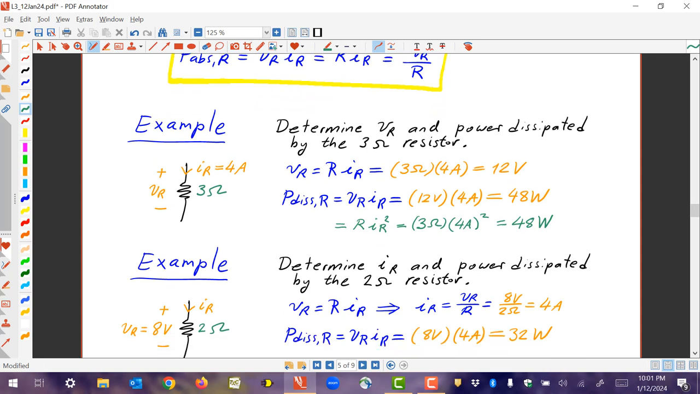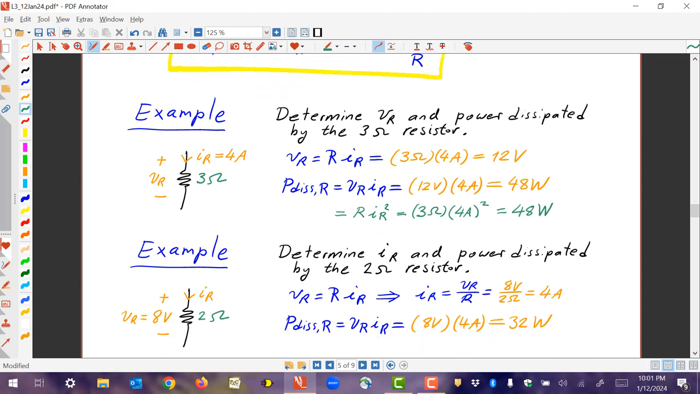Here's another problem. Here, the voltage is given, and we're supposed to find the current. Again, voltage is 8 volts, resistance is 2 ohms. Ohm's law says that V equals RI, so I is V over R. V is 8 volts, R is 2 ohms, you get 4 amps. What's the power dissipated? Product of the voltage and the current, 8 volts, 4 amps, 32 watts.